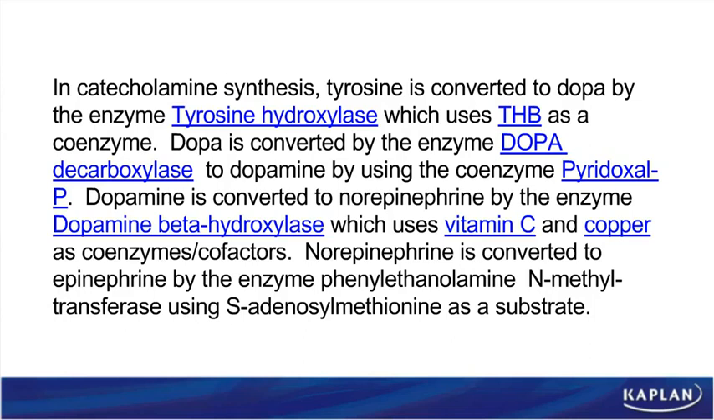Dopamine is converted to norepinephrine by the enzyme dopamine beta hydroxylase, which uses vitamin C and copper as coenzymes and cofactors. Norepinephrine is converted to epinephrine by the enzyme phenylethanolamine N-methyltransferase using S-adenosylmethionine as a substrate.